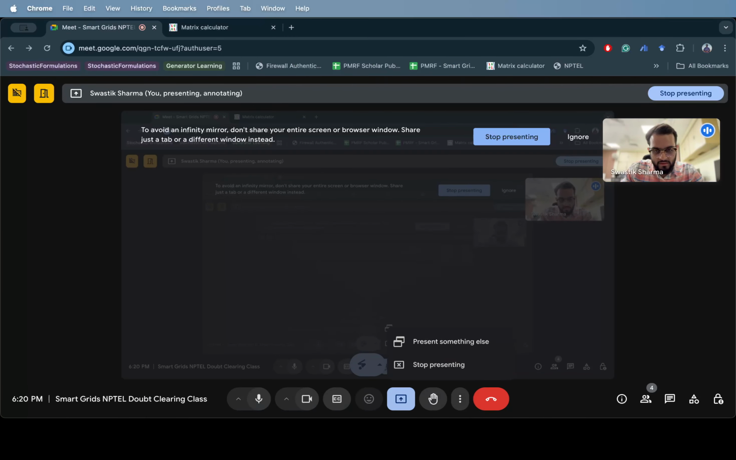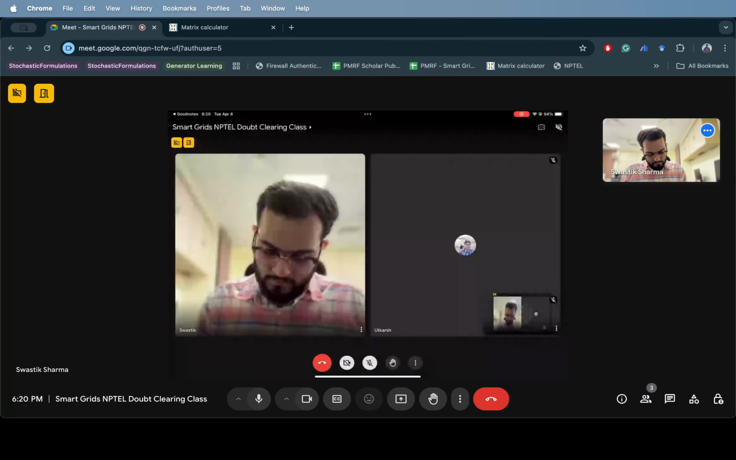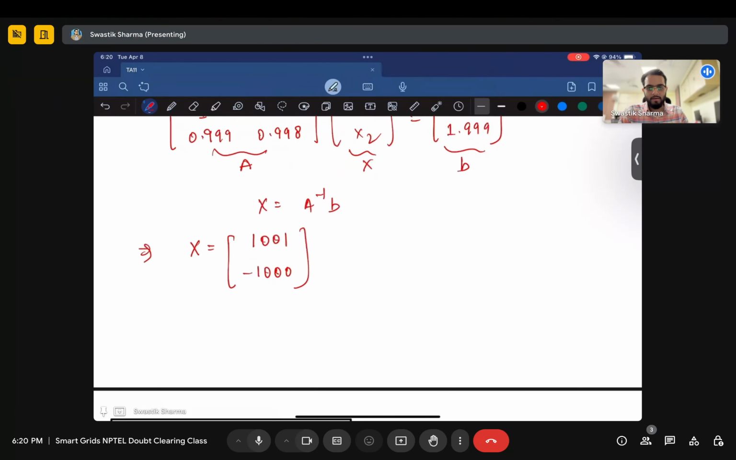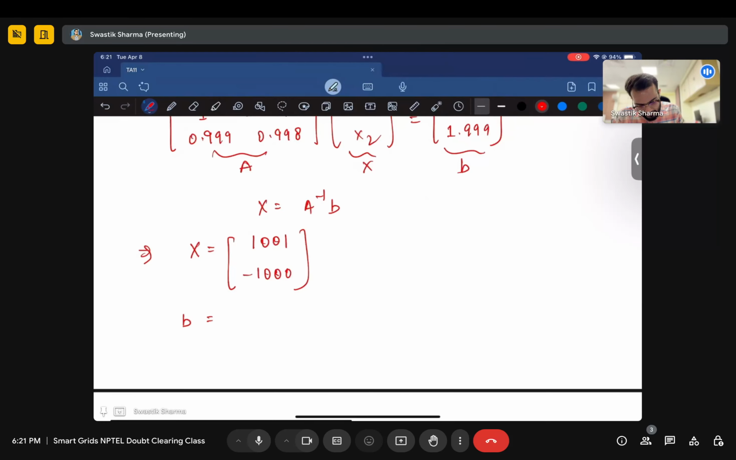So coming back to my screen, I'll just stop presenting. So it's visible, right? You see x is now how much? 1001 and minus 1000, right? Now what you do is, instead of keeping it like this, just increase the lower term of b by 0.002, keep it 2.001. If you keep it 2.001, find the x.